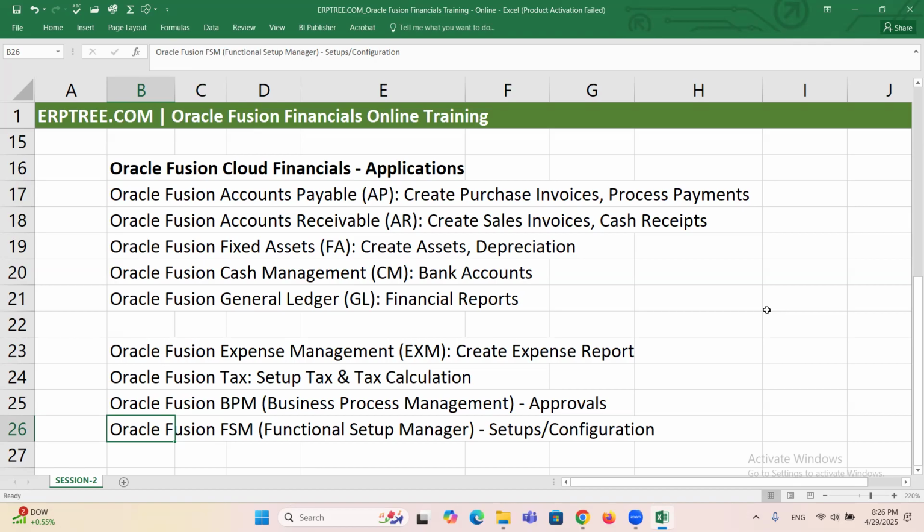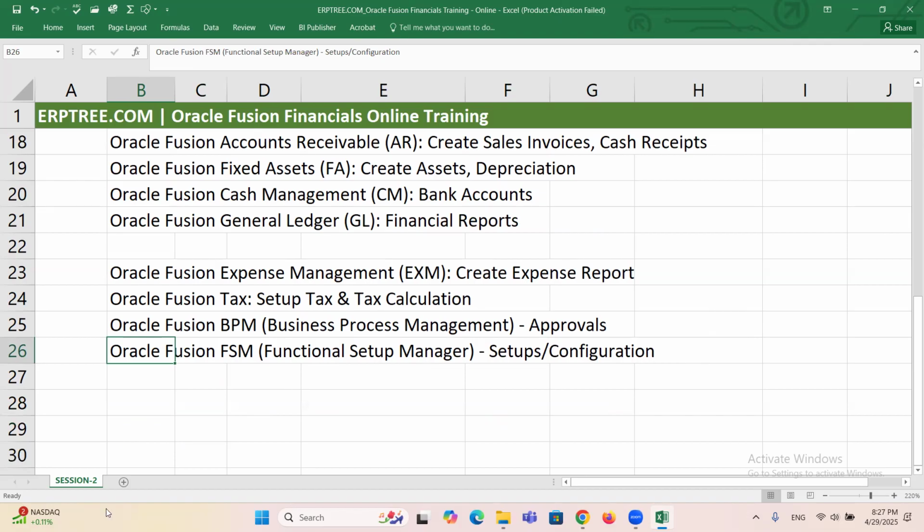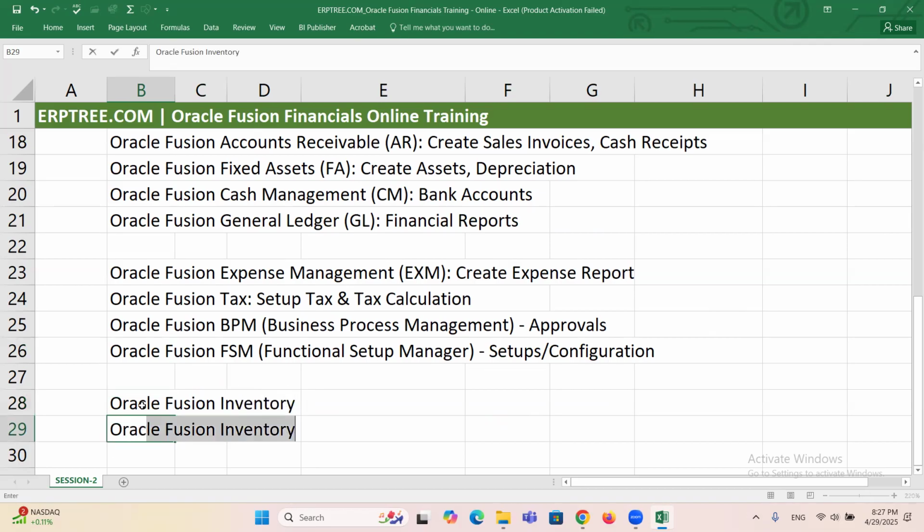Along with these applications, we have a few applications from supply chain management. From those areas also, we will understand the basics: the Oracle Fusion Inventory application and the Oracle Fusion Purchasing application. There is a separate application called Order Management. We don't need to deal with that. We never deal with that.